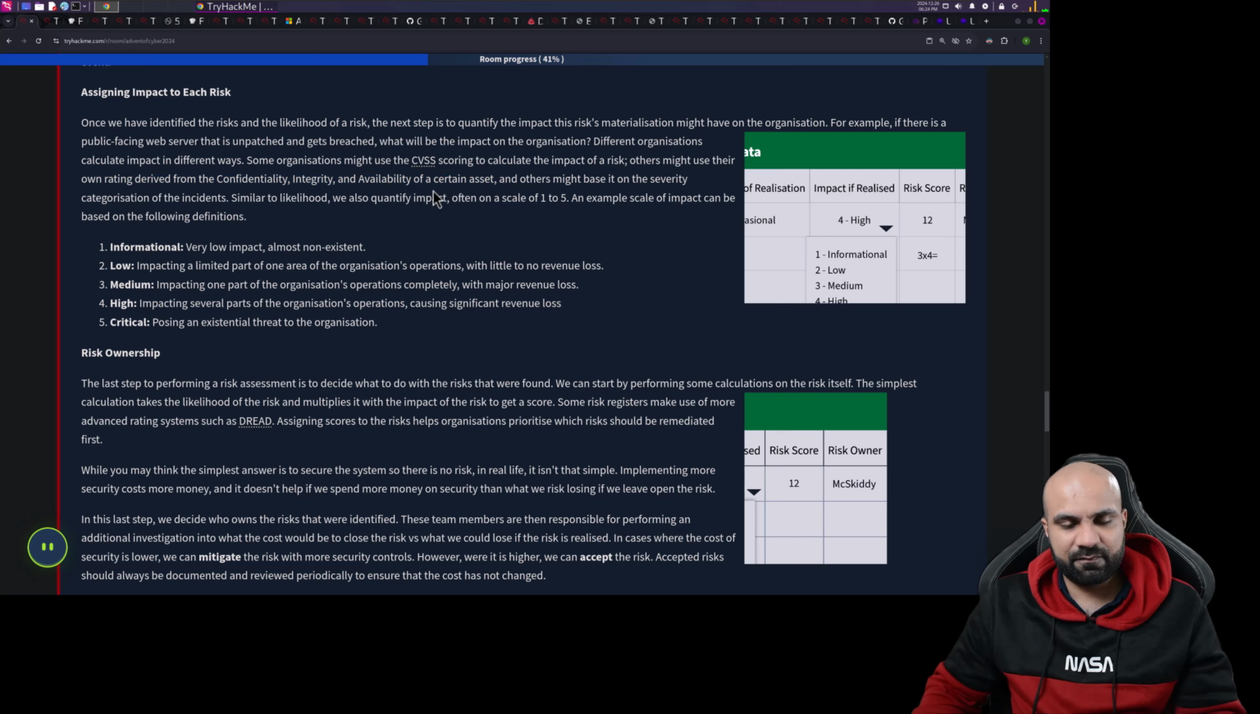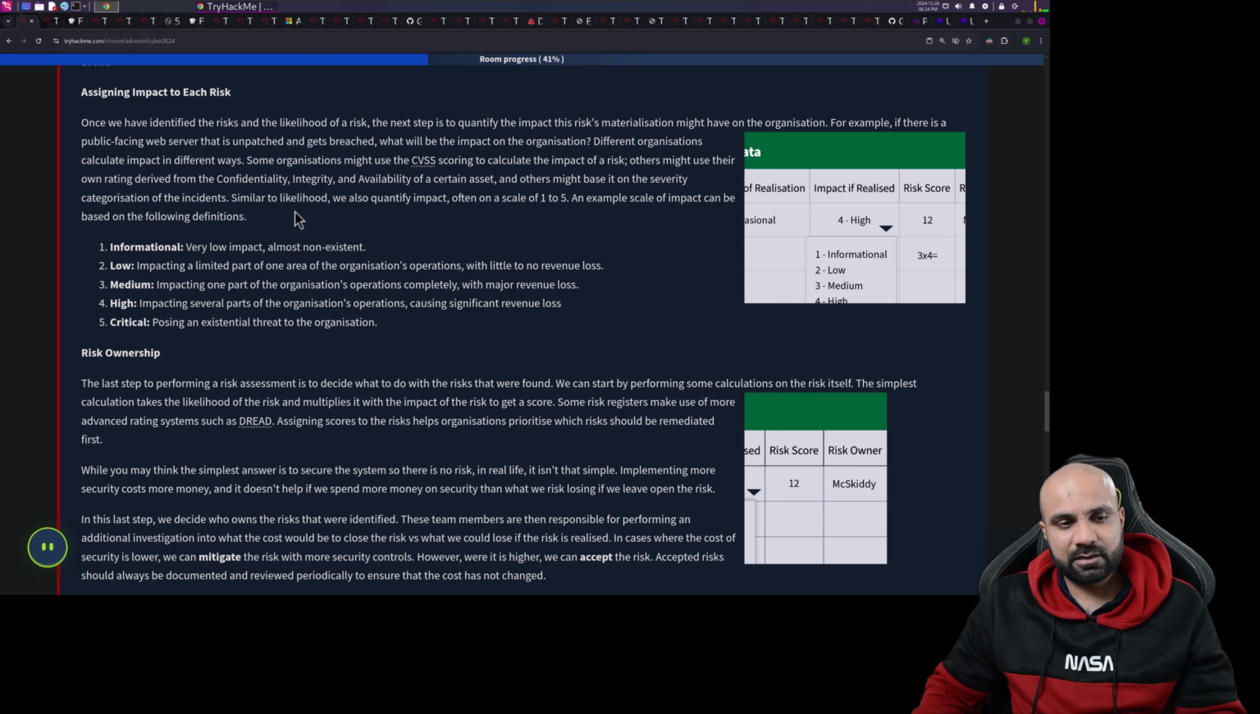So most of the time, if you need to publish some information on the internet, maybe in the Rapid7 database or ExploitDB database, you need to create some kind of CVSS score in order to communicate the severity of this particular vulnerability. Others might base it on a severity categorization of the incidents.